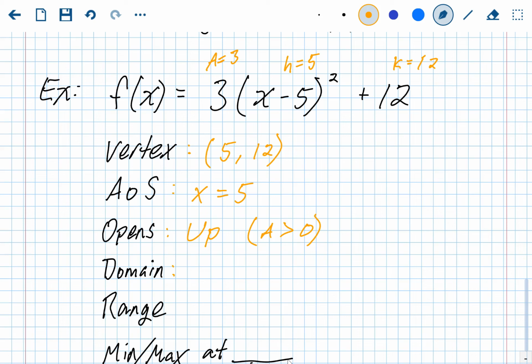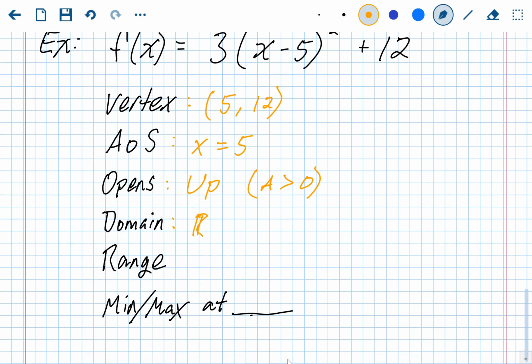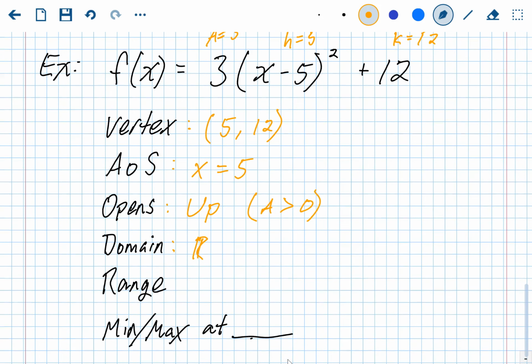Domain: unless it's a word problem, it's always going to be all real numbers. And the range depends on the opening and it depends on the vertex. This one opens up. Any parabola that opens up is going to have a minimum, and that minimum is going to be at the y value of the vertex. So if you think about this again, we're not going to graph it, but our vertex is above the x-axis. Our minimum value is at 12 and it opens up. So that means this isn't going to have any x-intercepts.